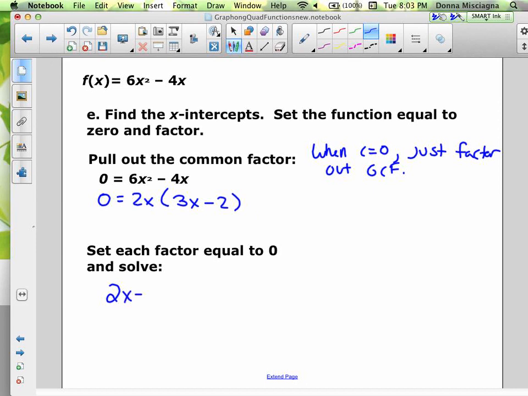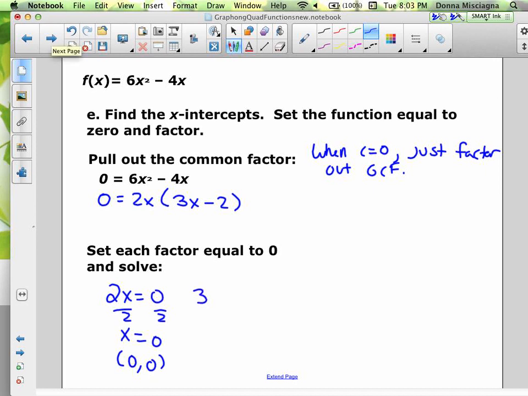So 2x is equal to 0. Well, you divide 0 by 2 and it's still 0. So one of our x-intercepts is (0, 0). And that makes perfect sense because that was our y-intercept as well. So if you're 0 for the y, you've got to be 0 for the x.